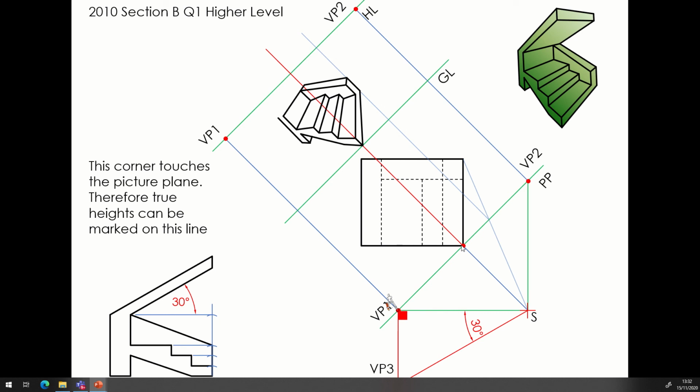Remember, vanishing point 1 is our vanishing point for lines moving in this direction. If it's on the horizon line, it's a slope of 0. If it's going to be sloping upwards, it's going to be above the horizon line. If it's going to be sloping downwards, it's going to be below the horizon line. And in our example here, we're actually dealing with a line sloping downwards, because as it goes away from us, it's losing height. So the measurement we have here, we're going to mark below the horizon line.